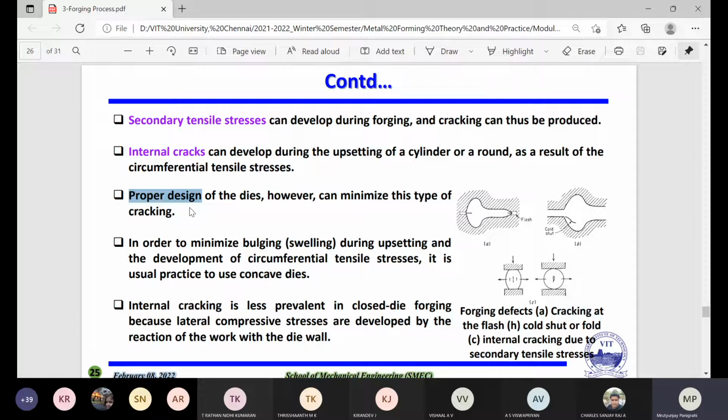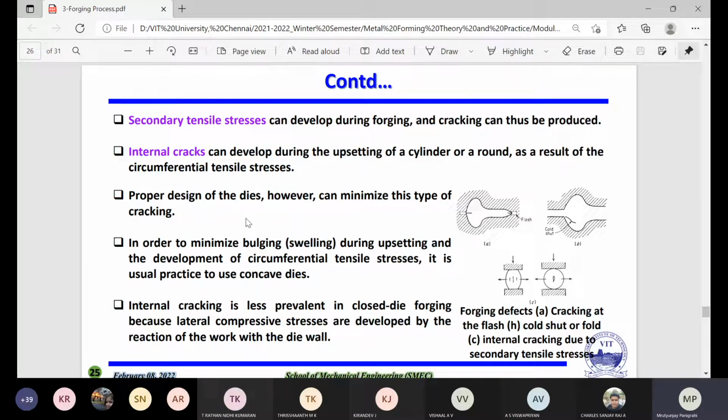Because if you are doing something randomly, a lot of parameters are there. You cannot say that only one or two parameters are there with us. So if you have a lot of parameters, it will be much more difficult to find out where this problem is or where we are facing this issue. So initially you have to go for the proper design of the dies.